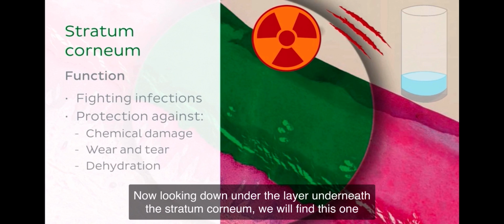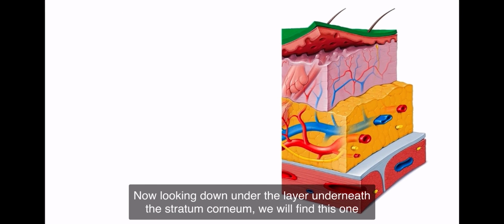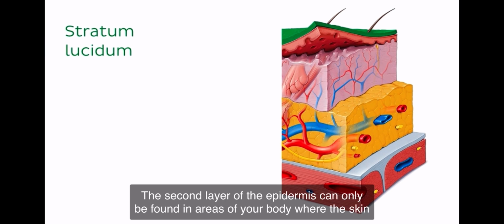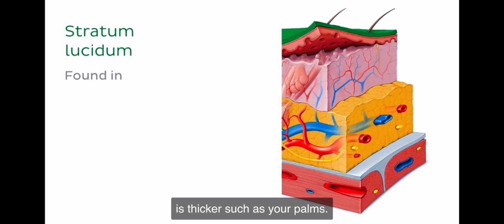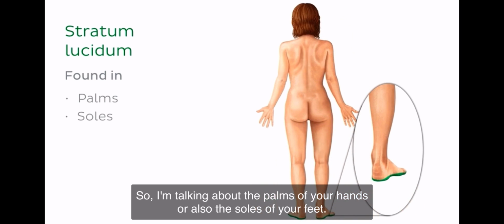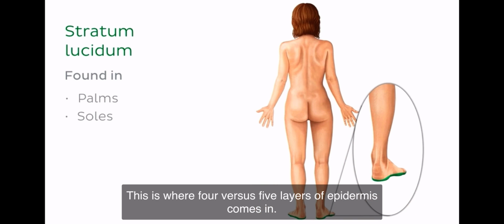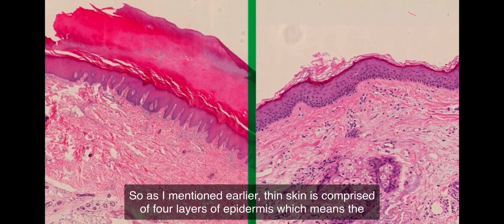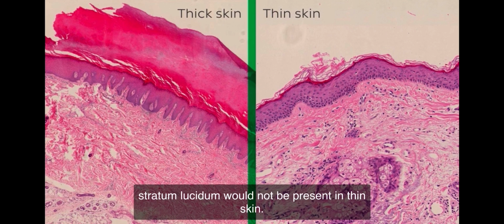Now, looking down under the layer underneath the stratum corneum, we will find this one here, which is the stratum lucidum. This second layer of the epidermis can only be found in areas of your body where the skin is thicker, such as your palms. So I'm talking about the palms of your hands, or also the soles of your feet. This is where 4 versus 5 layers of epidermis comes in. So as I mentioned earlier, thin skin is comprised of 4 layers of epidermis, which means the stratum lucidum would not be present in thin skin.